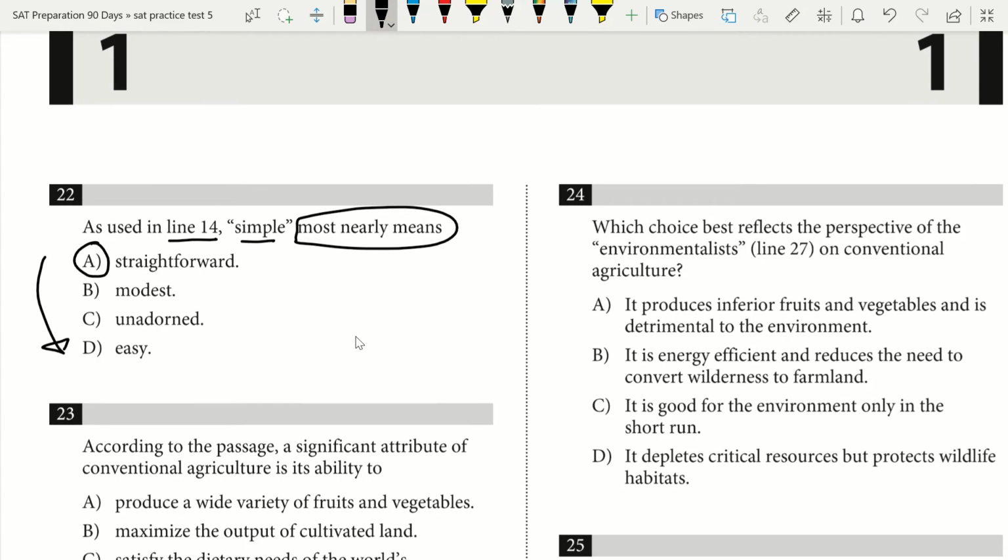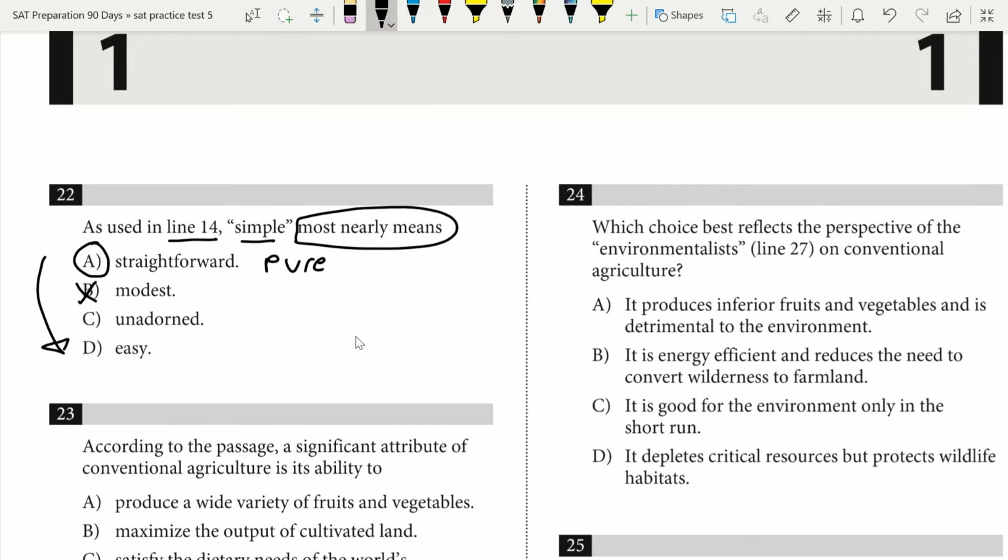Now let's say that we didn't come up with straightforward. Let's say we thought pure was going to be our correct answer, on a pure land to food basis, right? We would then go through our options and find which was closest to pure. In this case the closest to pure would also be straightforward, so we would get to straightforward as well. We look at option B, and it says modest.